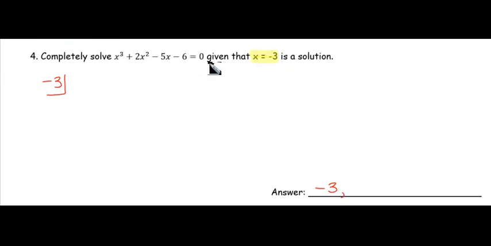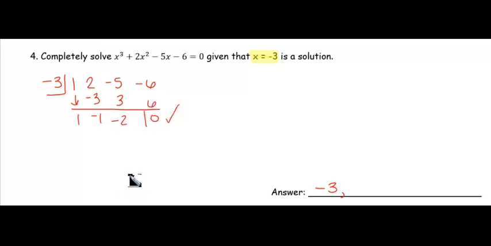Check your polynomial to make sure that your terms are in descending order by exponent and that none of your terms are missing. In this case, we're good. Write down your coefficients, 1, 2, -5, and -6. Drop your first term below the line and start the process of synthetic division. So just like we expected, we got 0 as a remainder.